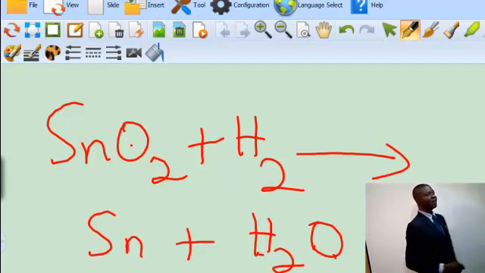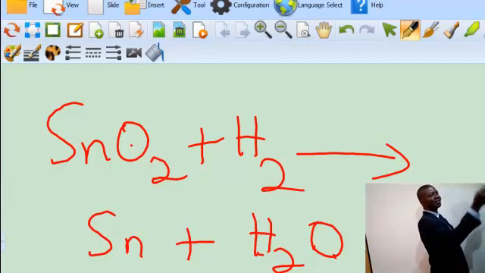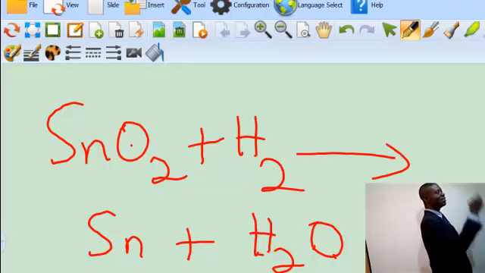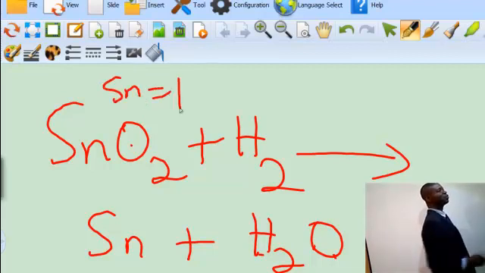So for instance, if you have to balance this equation on the board, tin oxide plus hydrogen to give tin plus water. As I've told you, on the left-hand side we have the reactants, while on the right-hand side we have the products. As I've said, let's take it one after the other. On the left-hand side we have tin equal to 1, and on the right-hand side we also have tin equal to 1. So that one is balanced, it is okay.